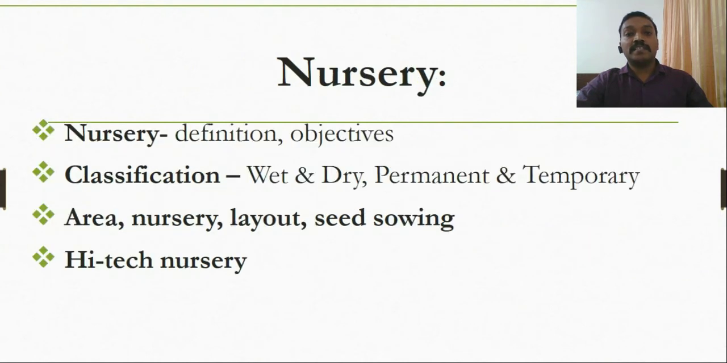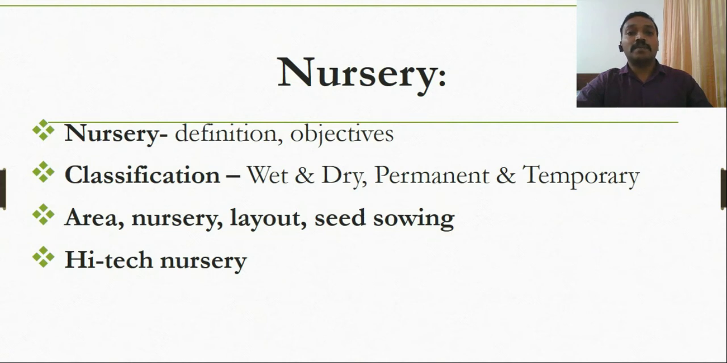The nursery is again the backbone of forestry, and most afforestation programs are successful only through a well-established and successful nursery. So we will be studying the nursery in complete detail: its various objectives, the different classifications, the area required, layout, seed sowing, and also the high-tech nursery. A nursery is a place where plants are raised before they move to the forest area. So the success of any afforestation program is possible only with a well-established nursery.